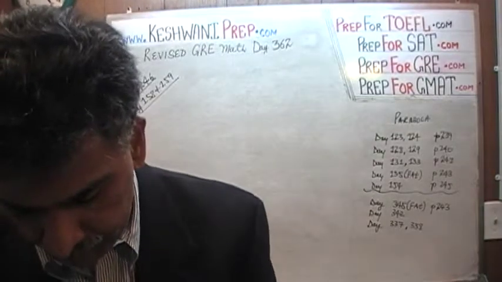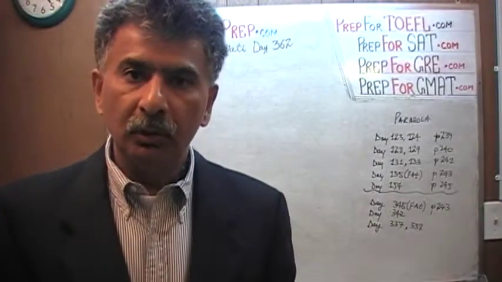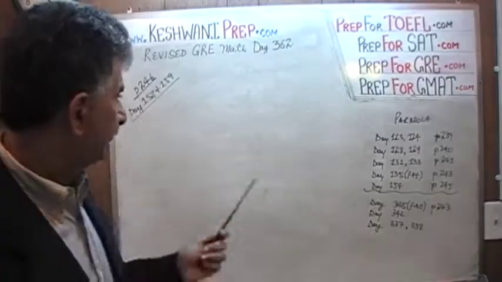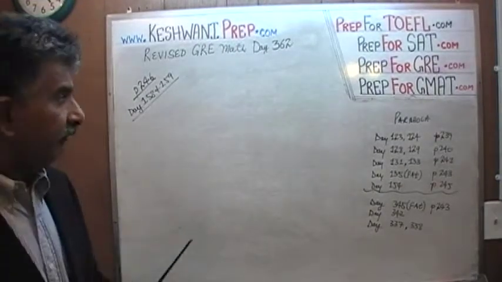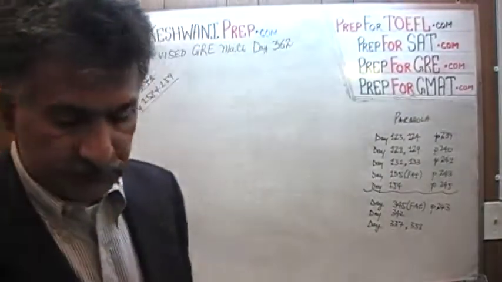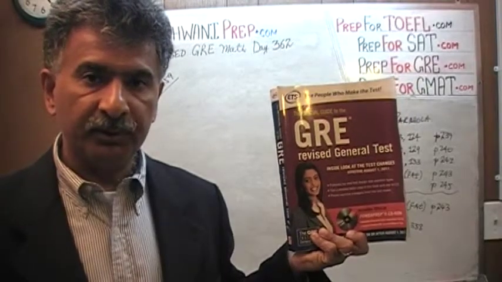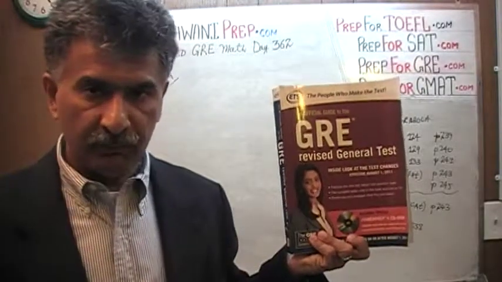The problem that we are about to solve is the one that you will find on page number 246. Please turn to it, page number 246, and today's our lesson number 362. These problems that you see there on page number 246 are the exact same problems that appeared in the first edition of the revised GRE.